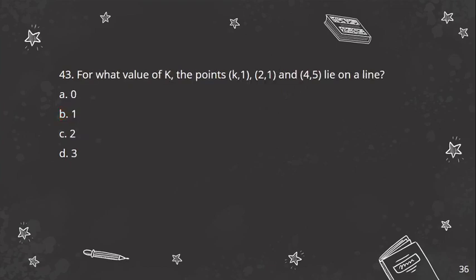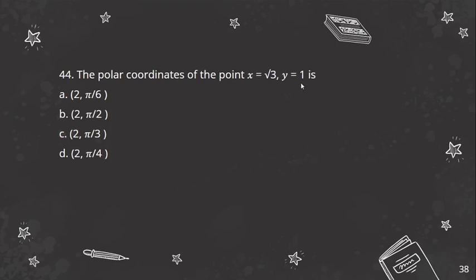Question number 43. For what value of k do the points k 1, 2 1 and 4 5 lie on a line? We can use the slope. We can find the slope of all and calculate the value of k to be 2. Question number 44. The polar coordinate of the point x is equal to root 3, y is equal to 1 is, we can convert any geometrical point into polar point by calculating its modulus r is equal to root under x square plus y square, and tan theta is equal to y by x. By using that we can find its answer to be 2 and pi by 6.